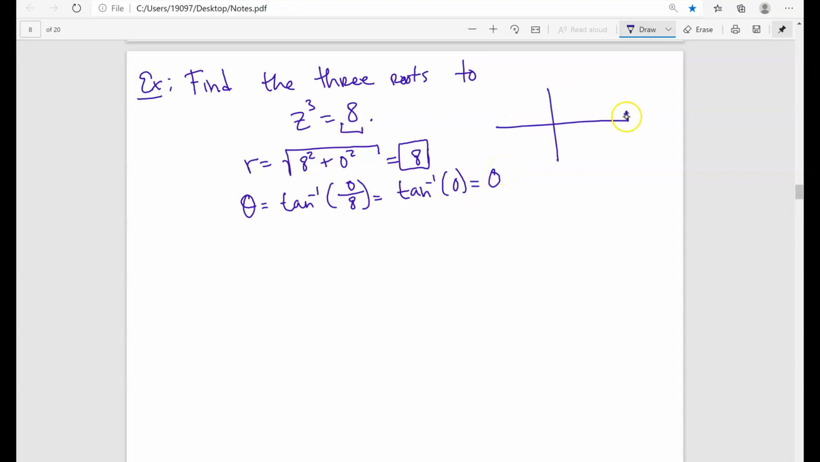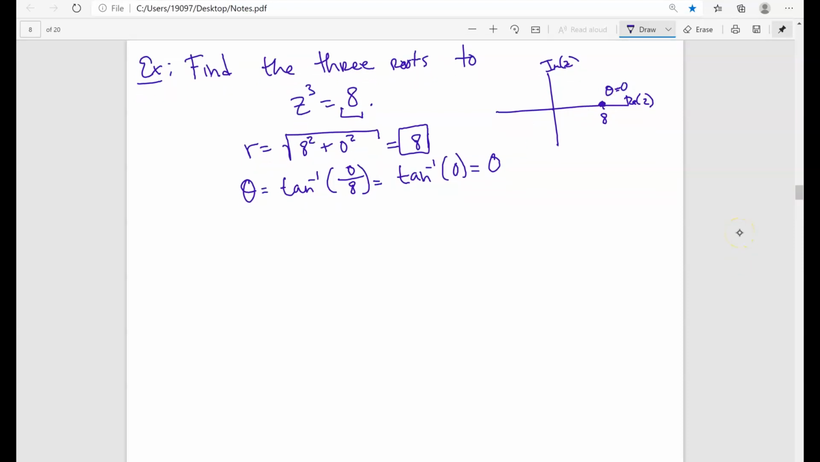Because if I was looking at the axes, you can see that a is in this direction. Okay, so here's the point. Here's when theta equals 0. So that kind of just makes sense. Okay. All right, and now we can write it in this particular form.